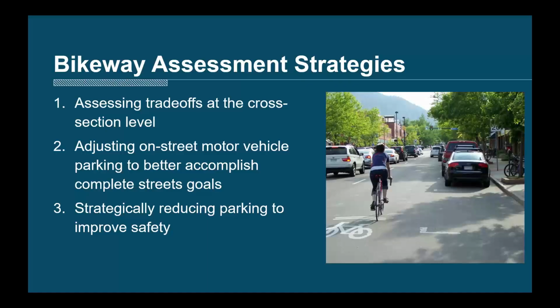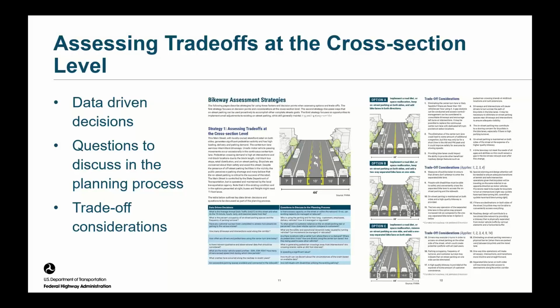Last thing I'll say is that in the guide, we do talk about assessment strategies. We talk about three specific things in the guide. The first one is assessing trade-offs at the cross-section level. So what we did was try to think about a typical cross-section, and what we landed on was a two-lane road with a continuous center turn lane and parking on both sides, with a really constrained right-of-way width on purpose.